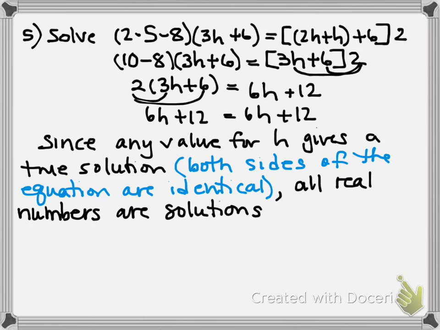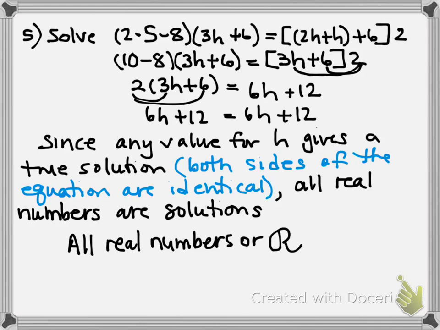We have a couple different ways. We can say all real numbers. So that's one way to write it. There is a symbol that is kind of like a cursive R. Or we have the word identity. What property did we just write? 6x plus 12 equals 6x plus 12.